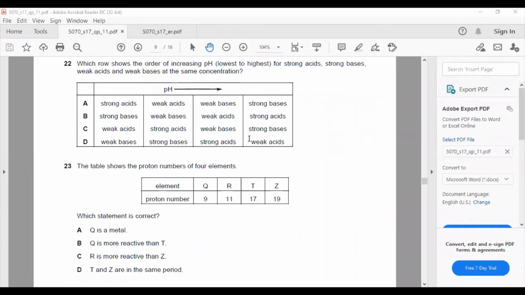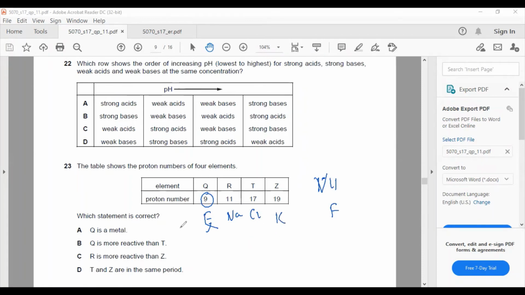23. Okay, element is given and proton number is given. Which statement is correct? Q is a metal. Atomic number 9 is fluorine. Fluorine is not metal, non-metal. Group 17, group 7. Q is more reactive than T. Let me tell which element is there first. 11 sodium, chlorine. T is chlorine and 19 means potassium.